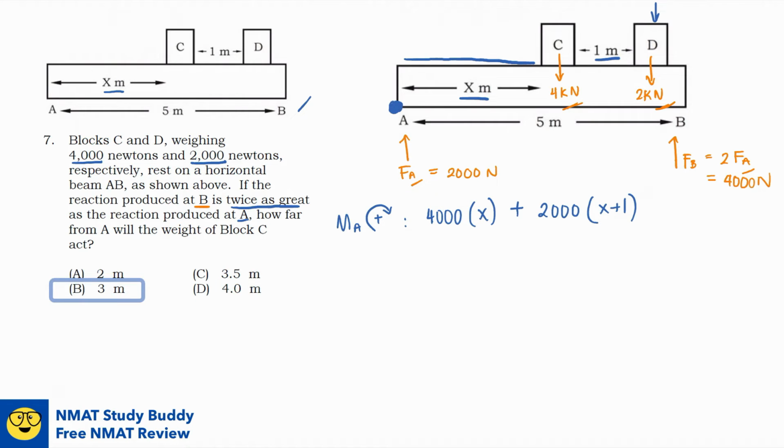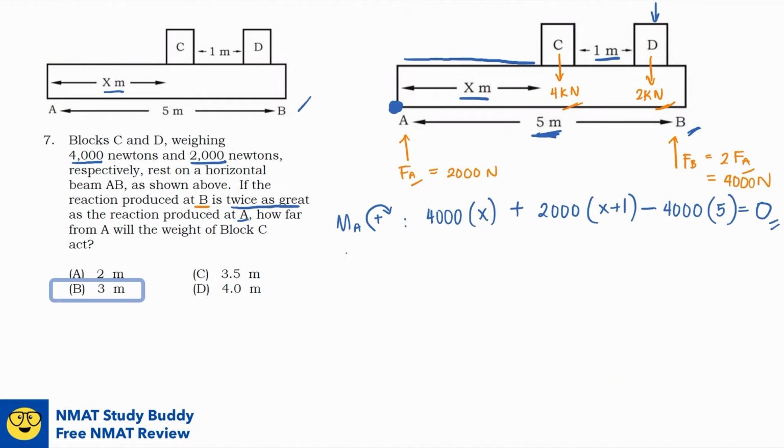And then, lastly, yung kukunin natin is itong reaction force sa B. Negative yan kasi counterclockwise yung turn niya, kasi pataas. So, negative 4,000 times 5. Kasi yung distance from the point of rotation is 5. Equal to 0. Kasi hindi naman siya mag-rotate, diba? Itong horizontal beam, static lang siya. So, equal siya sa 0 na moment.